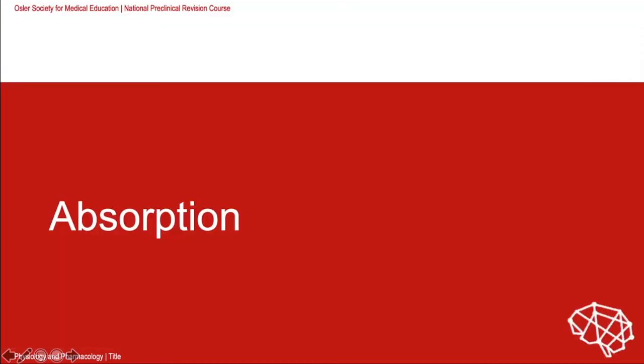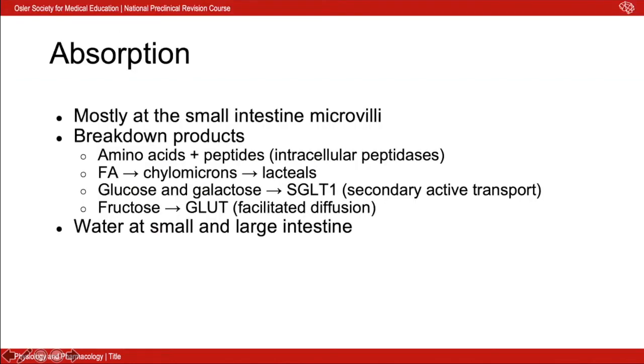Let's talk a bit about absorption. So absorption takes place mostly at the small intestine microvilli, and it's the absorption of the breakdown products of digestion. So you've broken down proteins into amino acids and peptides, and those get absorbed into the microvilli. If you've absorbed peptides, you actually have intracellular peptidases that can cleave those peptides into amino acids.